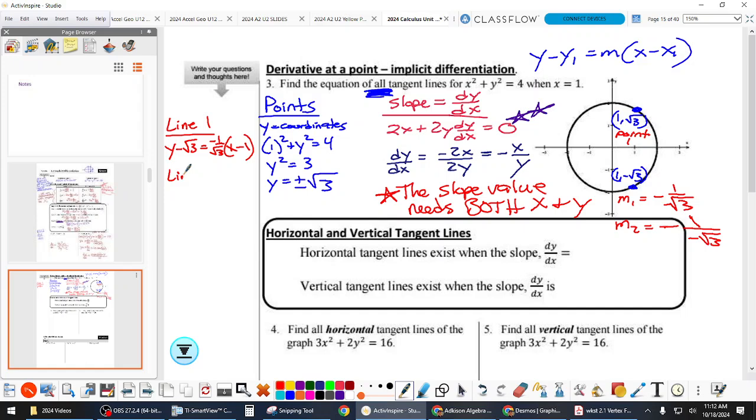Okay, line 2. Okay. So it's a little bit more involved than what we did before, but same process. All right. We're kind of running out of time, so maybe we'll finish that.